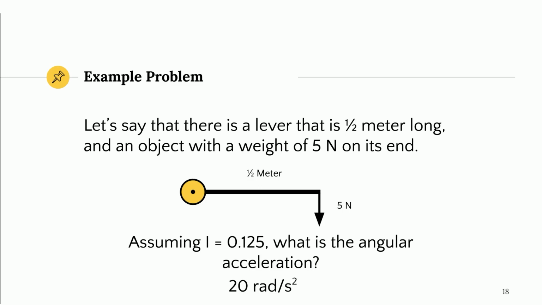If you remember from the first lecture in physics, the units for angular acceleration are radians per second squared, similar to how linear acceleration is meters per second squared.